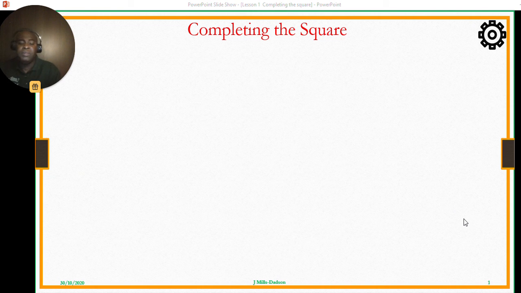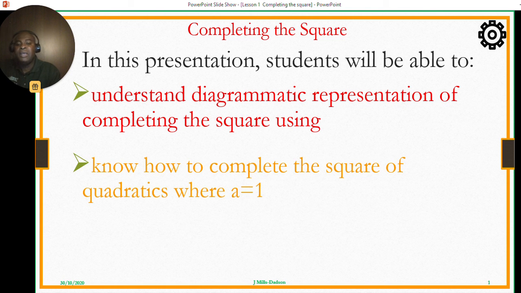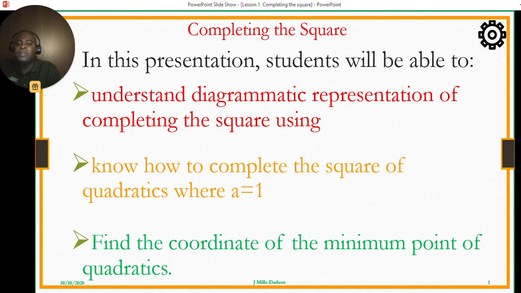I will begin by talking to you about completing the square. I've divided the lesson into 3 parts. In this first lesson, I will be using diagrams to explain the concept of completing the square. Then I will take you through the steps to complete the square for quadratic expressions where the coefficient of x squared is equal to 1. Then finally, we'll talk about using completing the square to find the minimum point of a quadratic function.